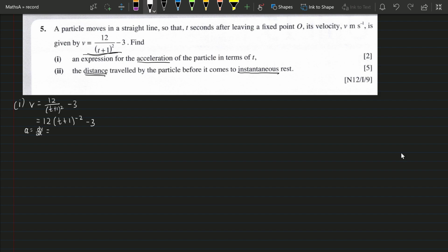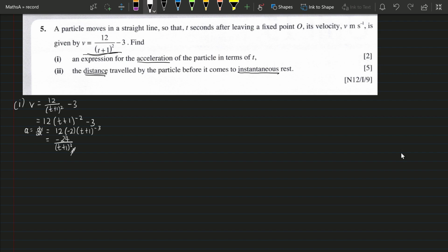Here we're going to bring down power -1. So 12 is still there. 12 is multiplied to the whole thing, so it doesn't disappear. Bring down power -1. Then for the -3, it's 0, because you're differentiating a constant, so it's just 0. So over here, we'll just get -24 over t plus 1 cubed. All right, so that's our expression for acceleration in terms of t, and that's already 2 marks.